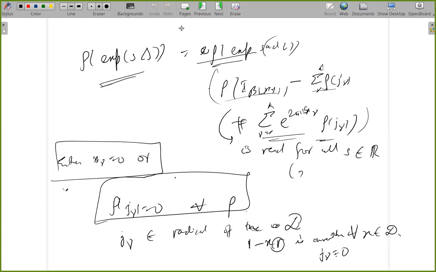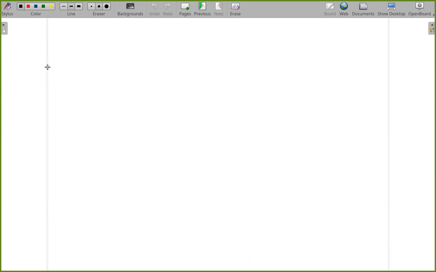Okay, so I'll hold this because some of you are taking notes. I'll hold this for a minute. So now we have all the ingredients that are ready to prove our main invariance theorem.